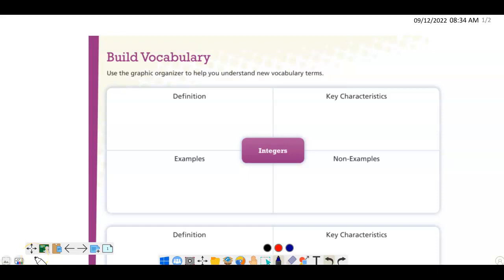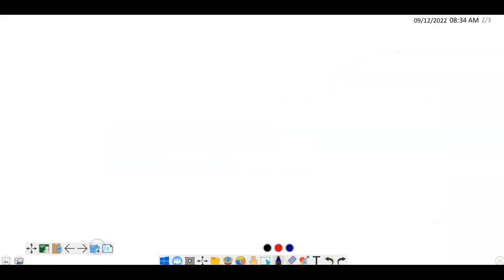Hello, this is Mr. B, and I'm going to go over page 64 with you all, and you can follow along on page 64, filling in the definition and examples and all these little boxes for integers, rational numbers, and opposites. So let's get started. Let's talk about integers here.